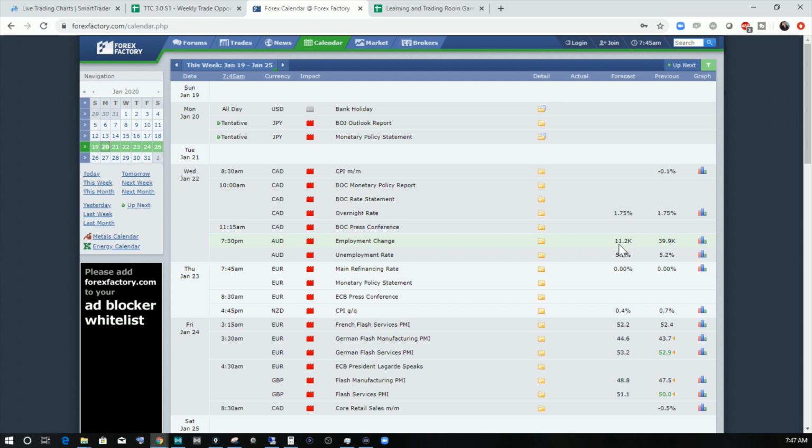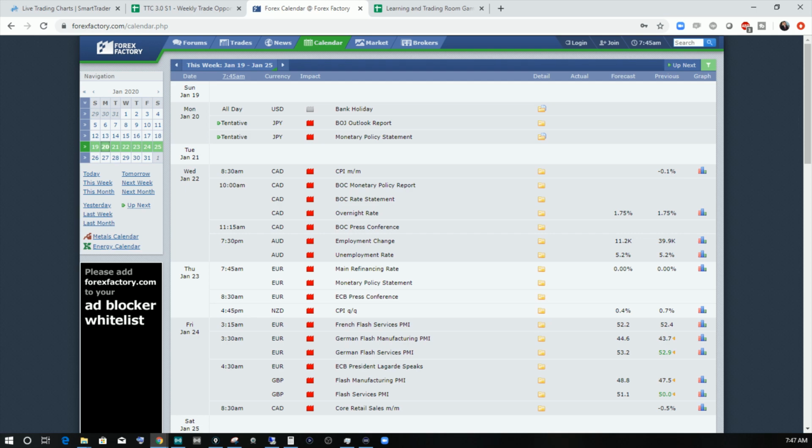You can see that we're looking for a downturn in the actual employment change. The previous number is 39.9, and the forecast is expected to drop down to 11,200. And if we take a look at the unemployment rate, that seems to be consistent at 5.2%. I would like to see that slightly lower.